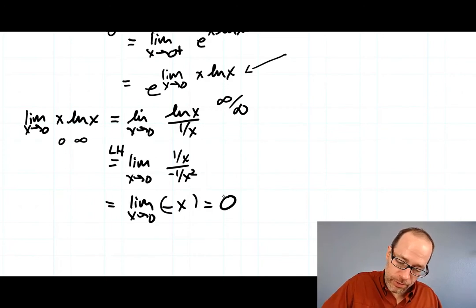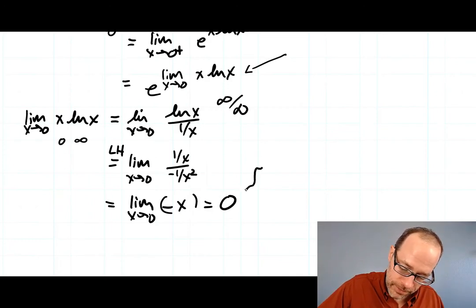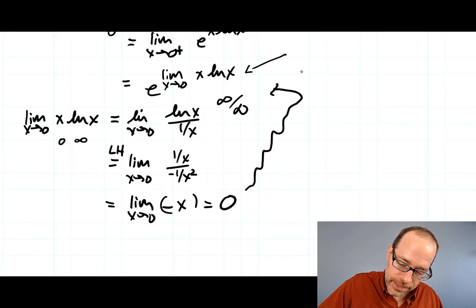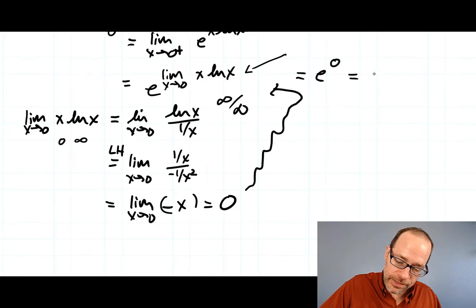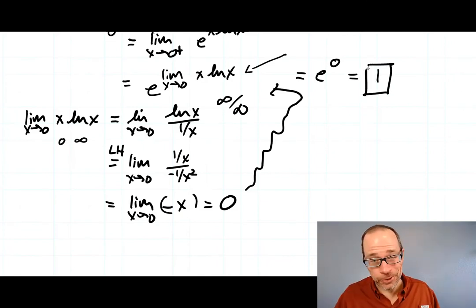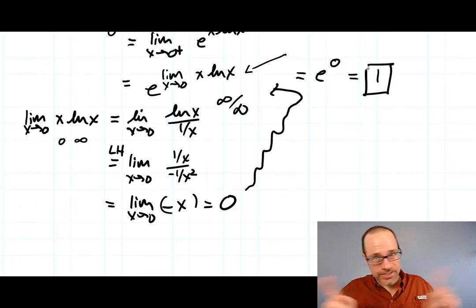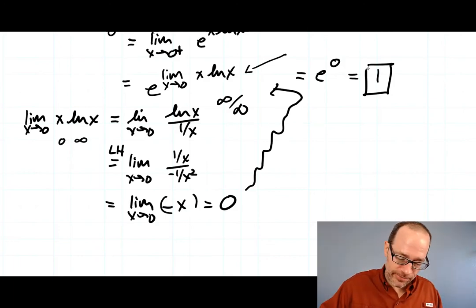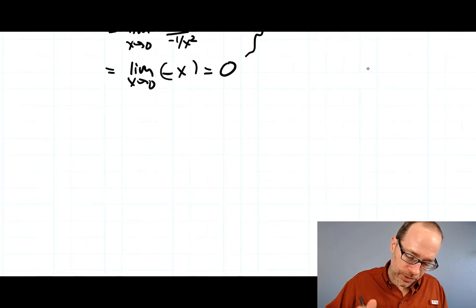So this original problem, back up here, this thing will be e to the 0, since that limit was just 0, so the answer is 1. Okay? It's pretty cool, actually. All right, let's do another example, same philosophy, but 1 to the infinity.